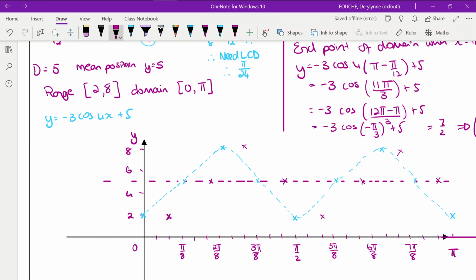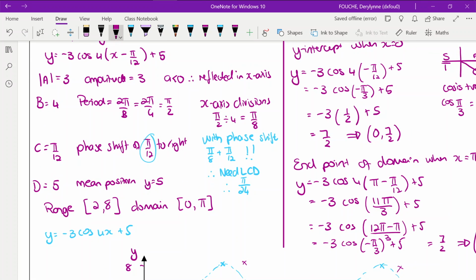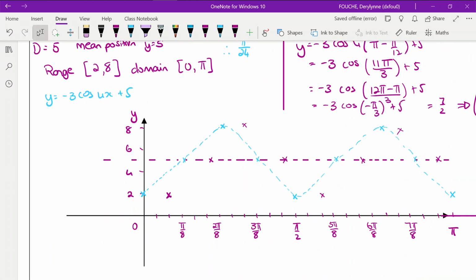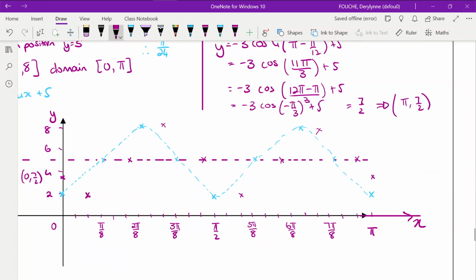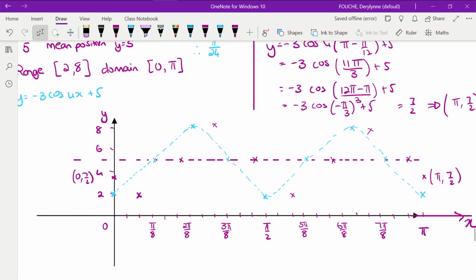Alright, now you'll notice I'm not going to have a starting point at 2 anymore, but luckily I've worked out my starting point was at 7 over 2, which is 3.5. So at 3.5, that point over there is going to be 0, 7 over 2. And remember, we worked out again at pi, I would have the same value. So that's going to be at pi and 7 over 2. Alright, now what we're going to do is we're going to sketch this graph.